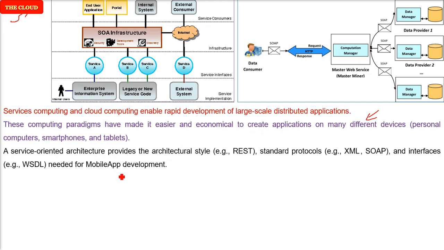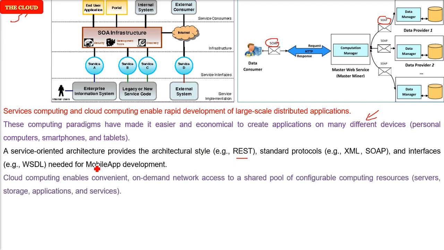So I was talking about the service oriented architecture. So you get the architectural style, for example, REST. You have standard protocols like XML and SOAP, and the interfaces, of course, the WSDL kind of thing needed for mobile development. So the architecture is already there. So we are working on a layer which is above it. So why not use this service oriented architecture? Because the mobile app is all about getting service and providing service.